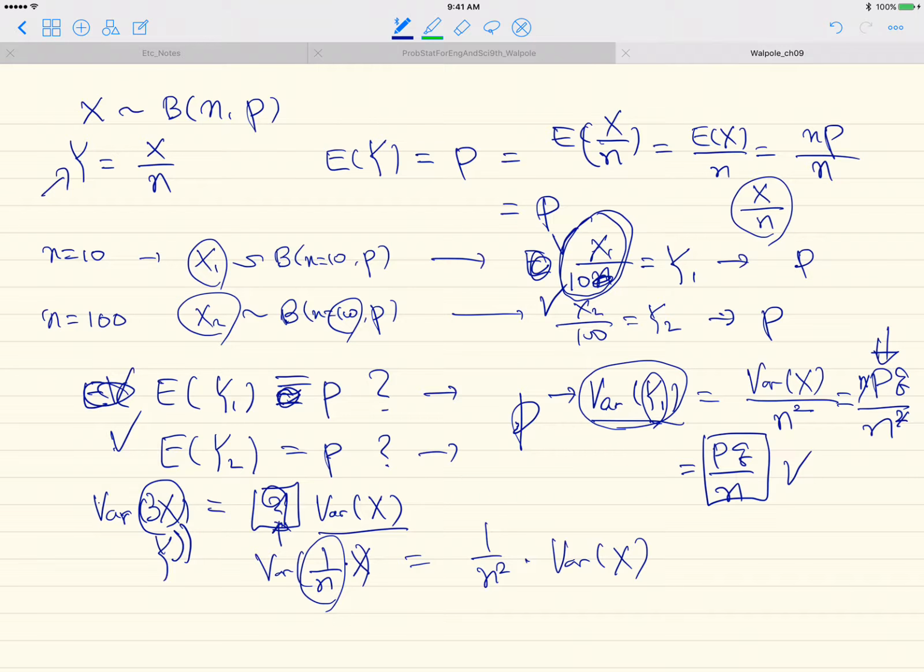Based on the variance of y1 and y2, since y2 has a larger value for n, the variance is smaller, and so y2 is more efficient, which means y2 is more focused. The distribution is more focused around the true parameter value p.